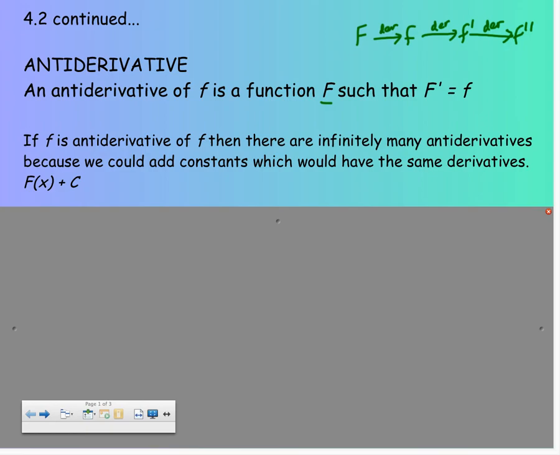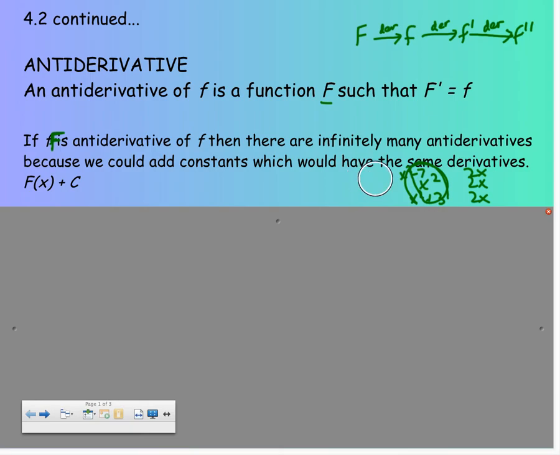Now, if capital F is an antiderivative of lowercase f, then there are infinitely many antiderivatives that can satisfy it because we could add constants, which would give them the same derivatives. What that means is that if we have a function like x squared, its derivative is 2x, right? How about x squared plus 3? What's its derivative? 2x. How about x squared minus 7? What's its derivative? 2x.